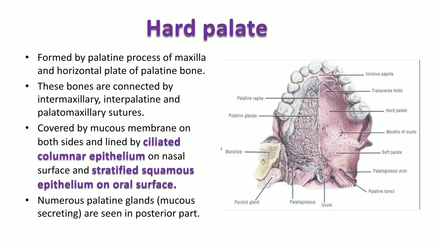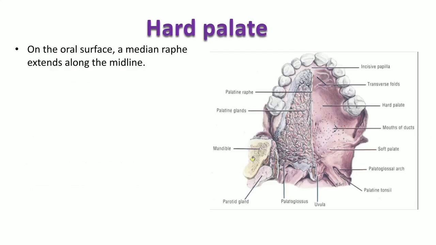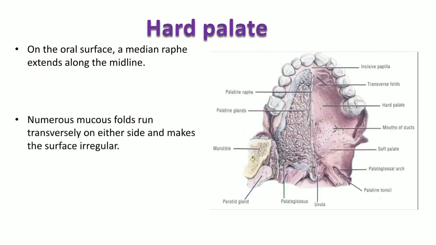Okay, so that is the lining epithelium of the hard palate. Now, the other features, as I told you, in the midline, you see a median fibrous raphe extending in the midline. And anteriorly, here you have the incisive fossa. There you see this mucosa also forms a papilla.